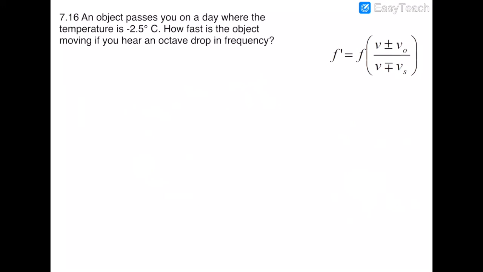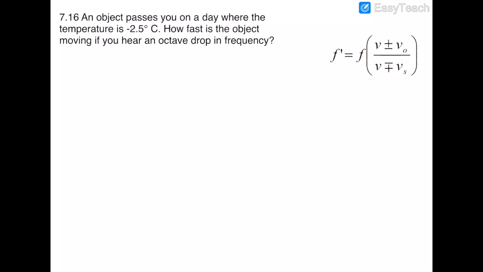I came up with this a couple years ago. I think it's kind of cool. It gives you very little information, which makes most students shut down. But you, of course, know not to do that because it's exciting. It says an object passes you on a day where the temperature is negative 2.5 degrees Celsius.